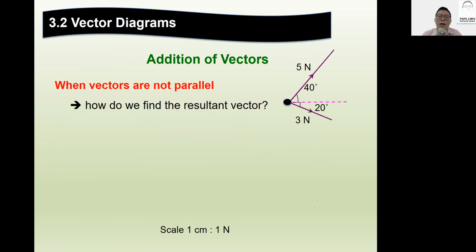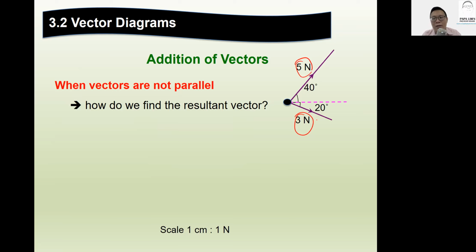Now, if the forces are in parallel, or in the same axis, it's very easy: you can just add them like math, positive and negative numbers. But what happens if they are in different directions? For example, you have a 3 Newton and a 5 Newton force acting at different directions, say 60 degrees apart. How do I find the resultant force?